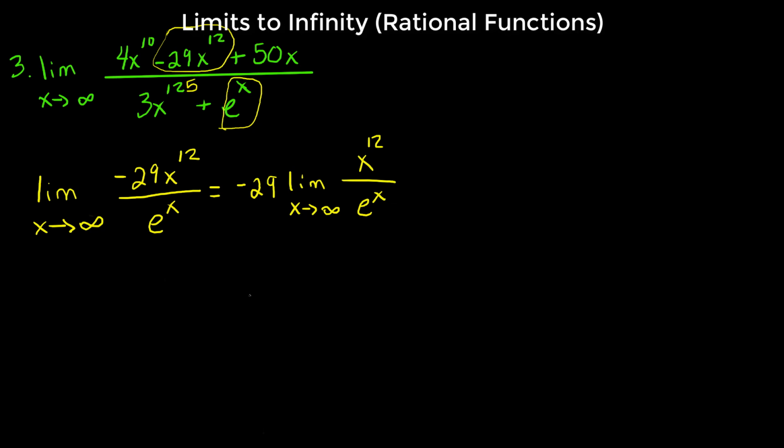All right, so now let's get to business. We have this limit, we have two terms. We know that e to the x will grow faster than x to the 12th power. And because of that, going back to our general guideline, if the denominator grows faster than the numerator, the limit as x approaches infinity or negative infinity will automatically be 0. And so this is equal to negative 29 times 0, which is still 0.